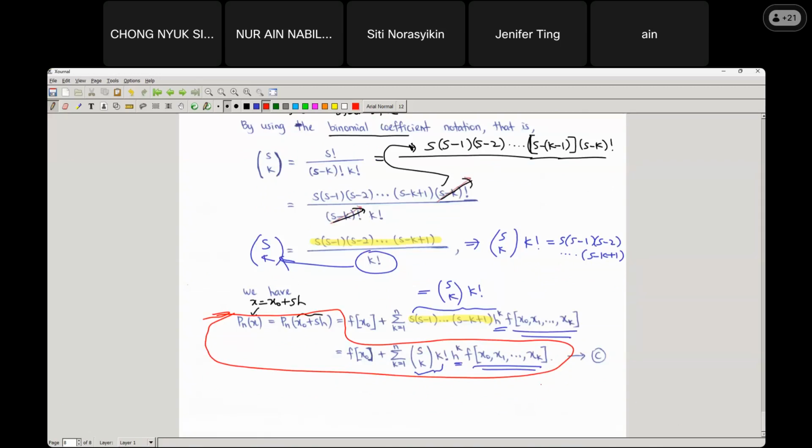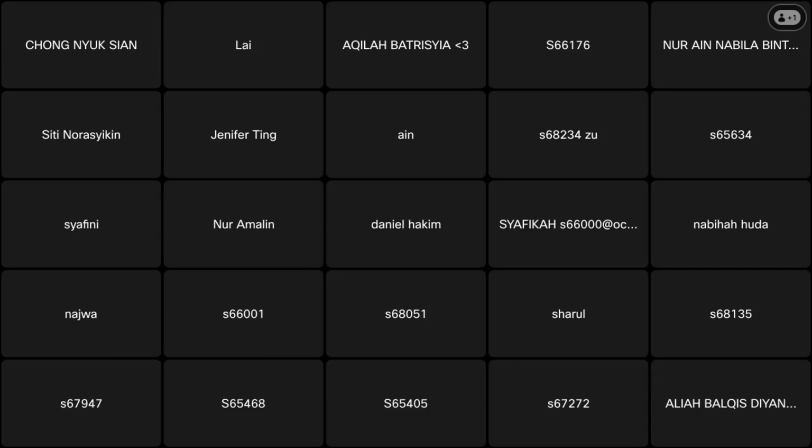You get equation C. So equation C, I rewrite Pn(x) equal to Pn(x0 plus sh), equal to f(x0) plus the summation k equal to 1 to n of the binomial coefficient (s choose k) times k factorial times h to the power of k times f[x0, x1, dot dot dot, xk]. So we are going to use this one. Okay, so let us take a look at the next one.